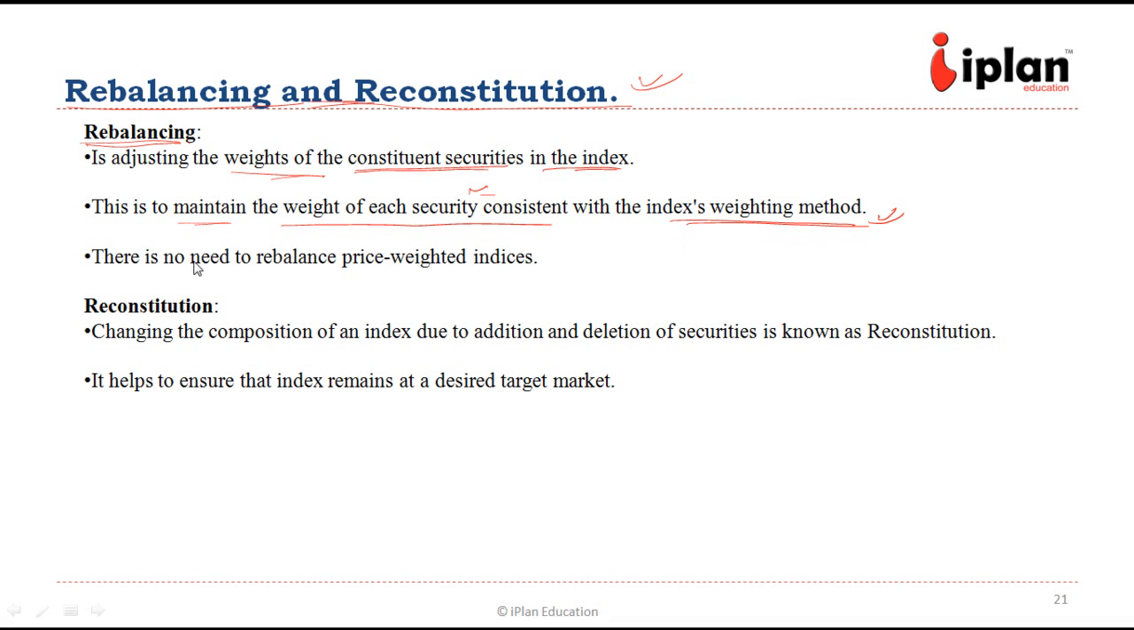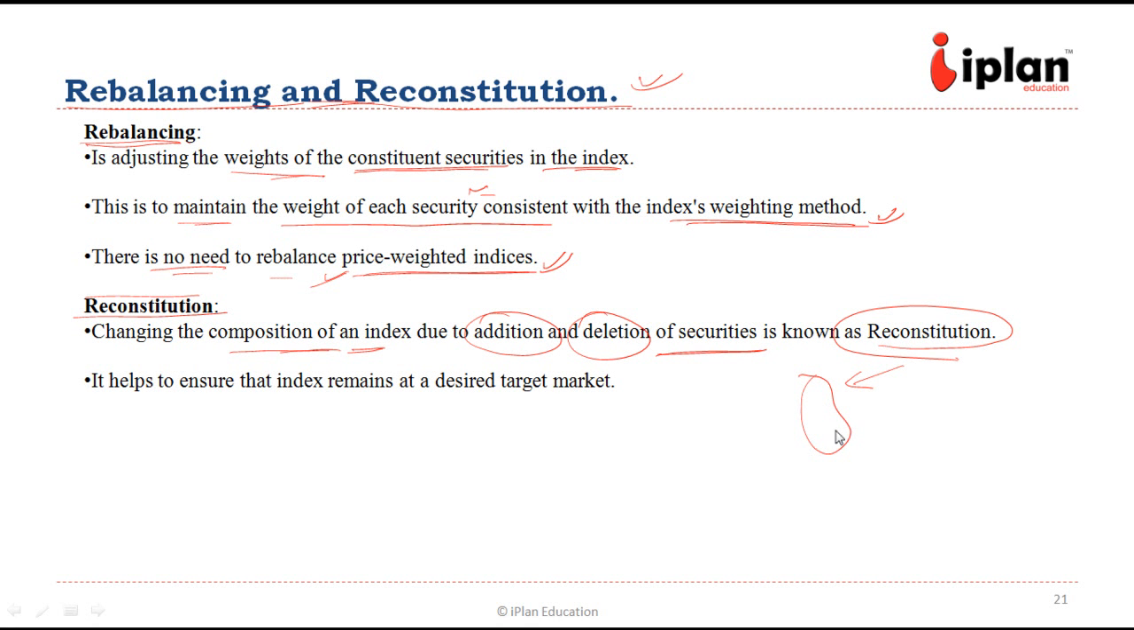And there is no need to rebalance the price weighted index, since price weighted indices are just averages of the prices, so they are going to have weights based on the prices all the time, so there is no need to rebalance. For reconstitution, we need to change the composition of the index due to addition or deletion of a security, so that is known as reconstitution. If a new security has been added to the index, or a security is going out of the index, it has to be reconstituted, since the weights will be changing for all the securities. So it helps to ensure the index is targeting a particular desired market.